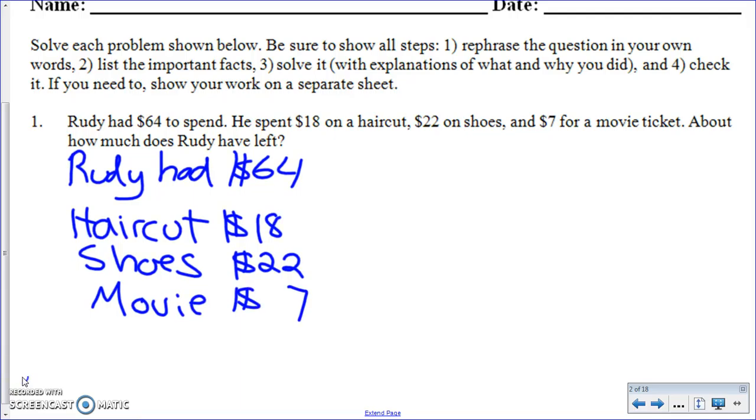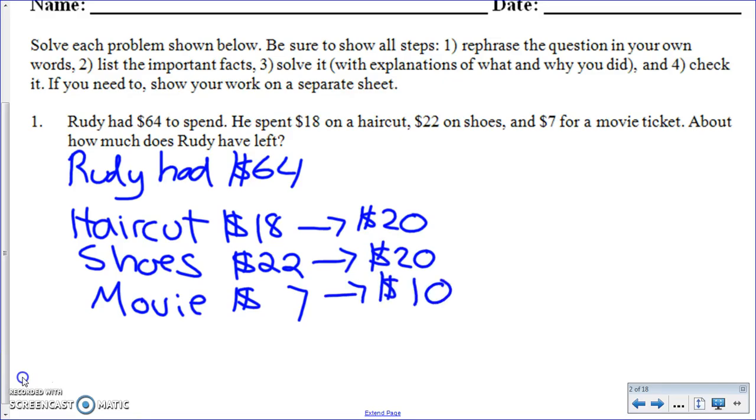Now, because we're estimating, we're going to round each of the things he spent money on. So 18 and 22 will both round to 20, and the 7 rounds to 10. Now we're going to add up the rounded numbers. So 20 plus 20 plus 10 is 50. Now we're going to take $64, subtract the 50, and Rudy has about $14 left.